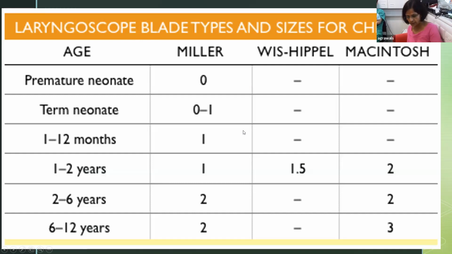And these are just a rough marker in terms of what kind of blades we would be using. Probably a Miller 0 till about 1 to 2 months of age. Beyond that, we're using a Miller 1 or a 2. And then the Mac blades size 2 or 3 for the older kids.